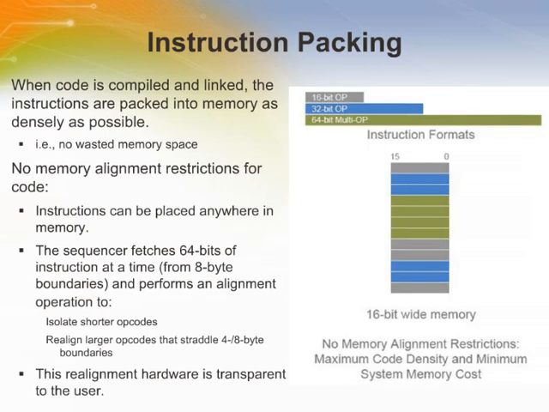When code is compiled and linked, the linker places the code into the next available memory space, so instructions aren't padded out, for instance, to the largest possible instruction that's handled on the Blackfin. What this means is there's no wasted memory space. As a programmer, you don't have to worry about this. The sequencer has an alignment feature, so as it reads the 64 bits of instruction from memory and performs the alignment, it pulls out the individual 16, 32, and 64-bit opcodes. If they happen to straddle an octal address boundary, it will also realign that before passing it on to the rest of the pipeline.